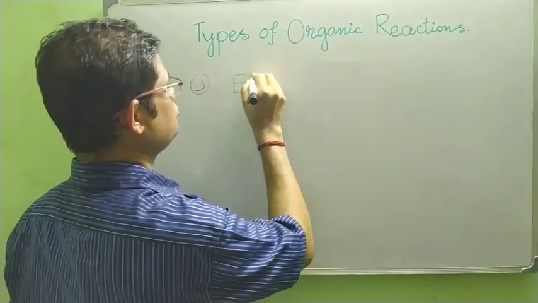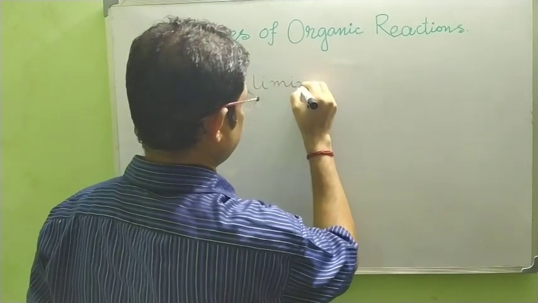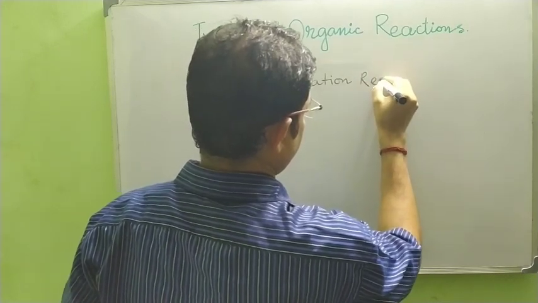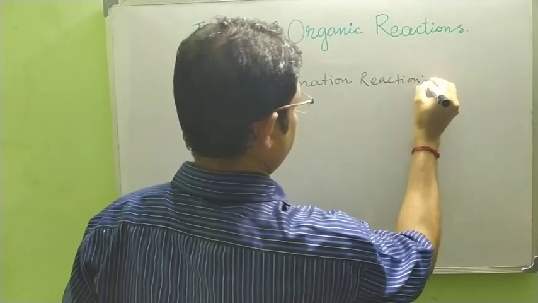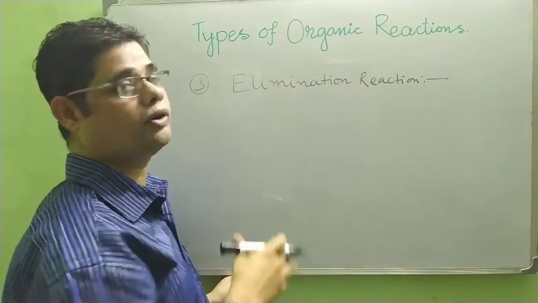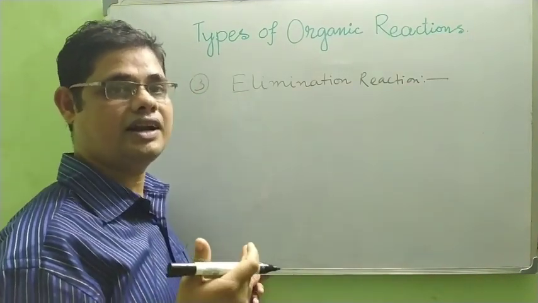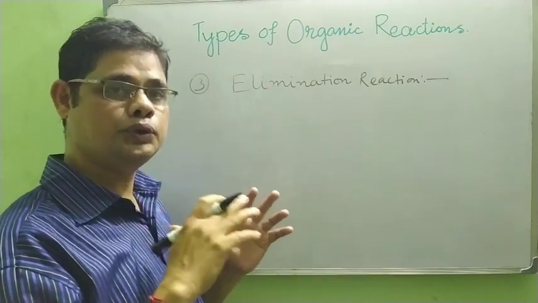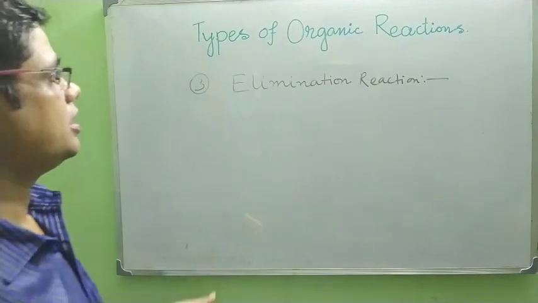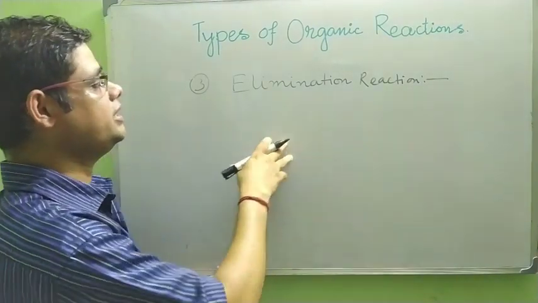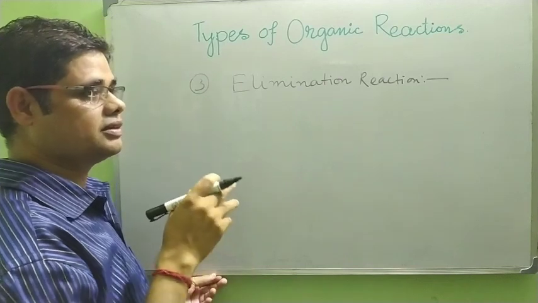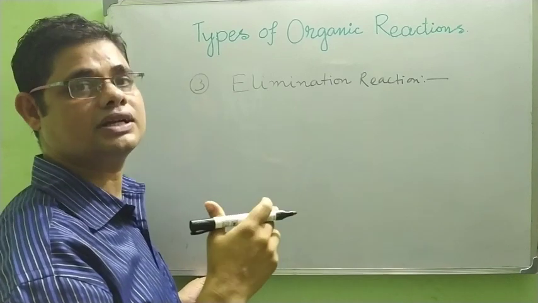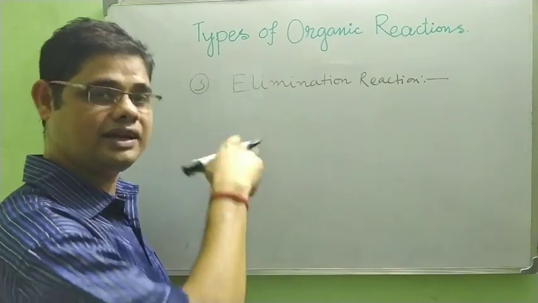Elimination reaction. Elimination reactions are completely opposite to the addition reaction. Here one molecule splits into two different fragments. How to recognize an elimination reaction? In an elimination reaction, a single bond forms a double bond, a double bond forms a triple bond. And that is opposite to the addition reaction.